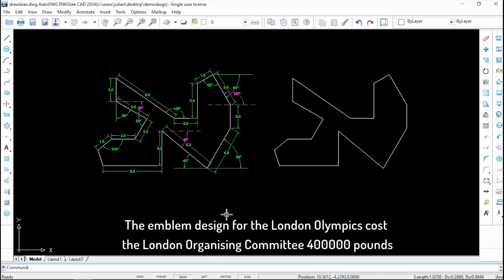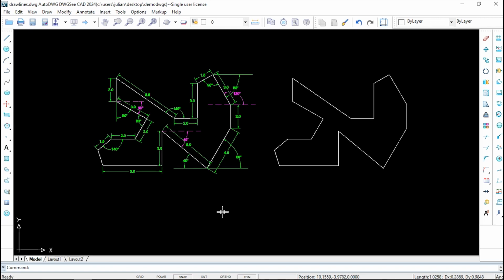The emblem design for the London Olympics cost the London Organising Committee £400,000. With some effort, who knows what we can achieve?